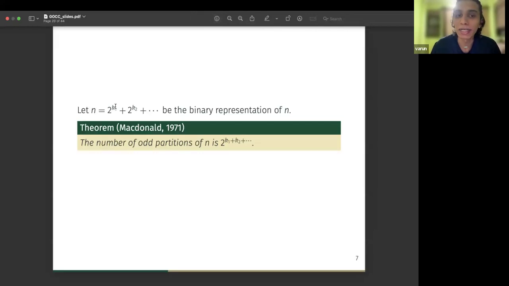So Macdonald in 1971 proved that the number of odd partitions of n is just the products of these powers of 2. So if n is a sum of these powers of 2, if I take their products, that gives me the number of odd partitions of n.